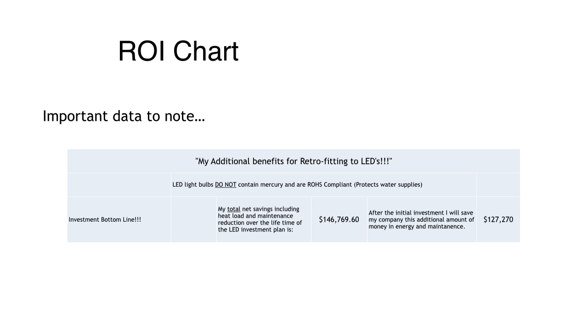So important data to note. You can kind of see that the additional benefits for retrofitting to LED light bulbs do not contain mercury and are compliant with ROHS, which means it protects the water supplies. You're going to look at the investment bottom line with the total net savings, and after the initial investment, you will save your company this amount of money in energy and maintenance. Remember, those are the two bottom lines to look at and show the customer, those two things more than anything.